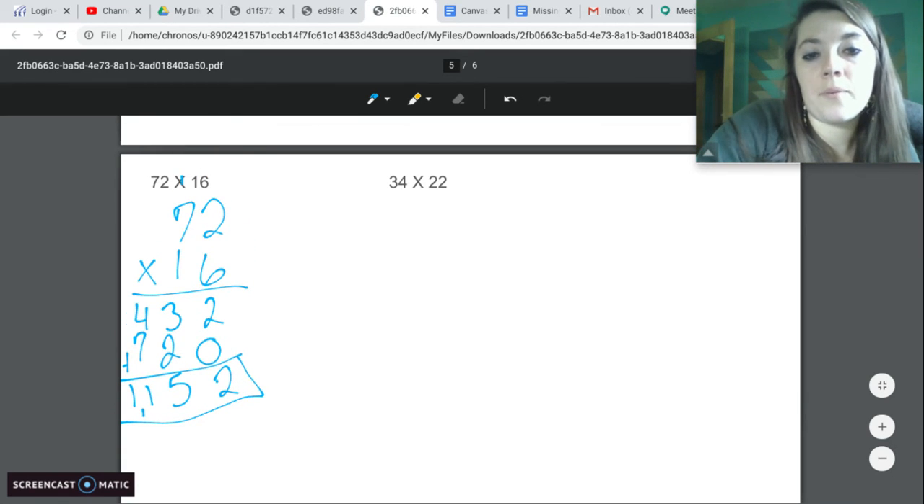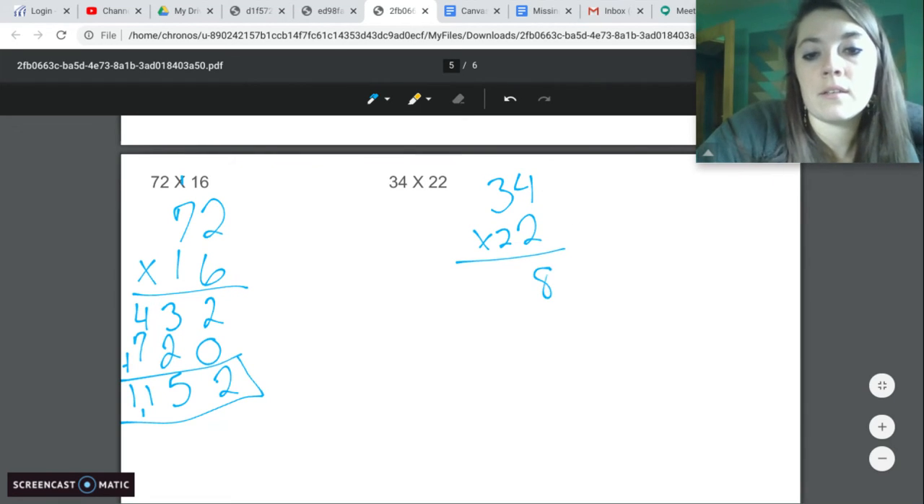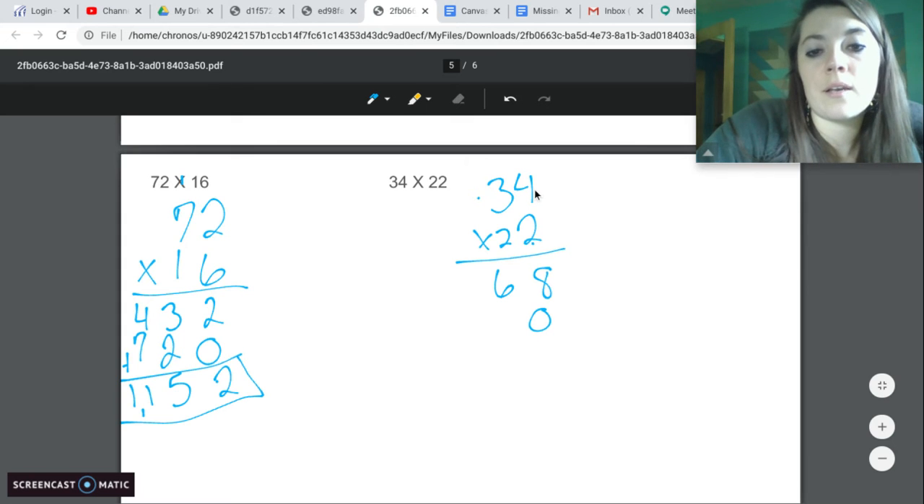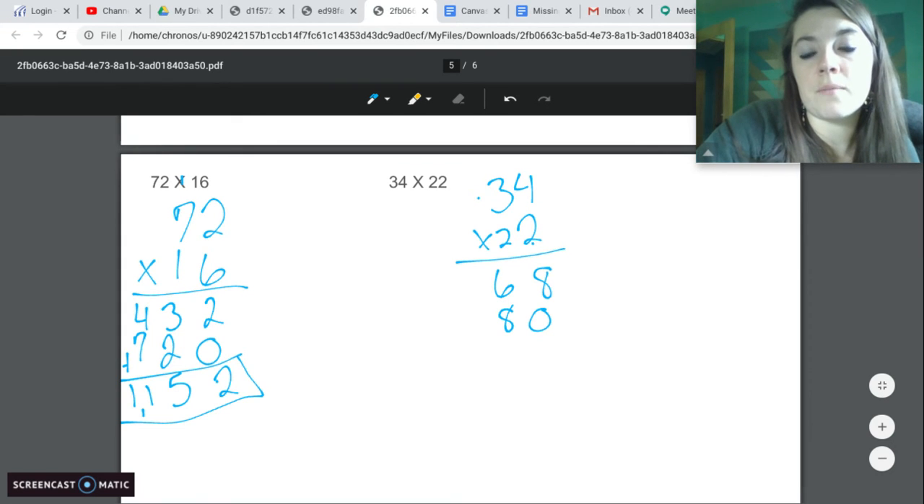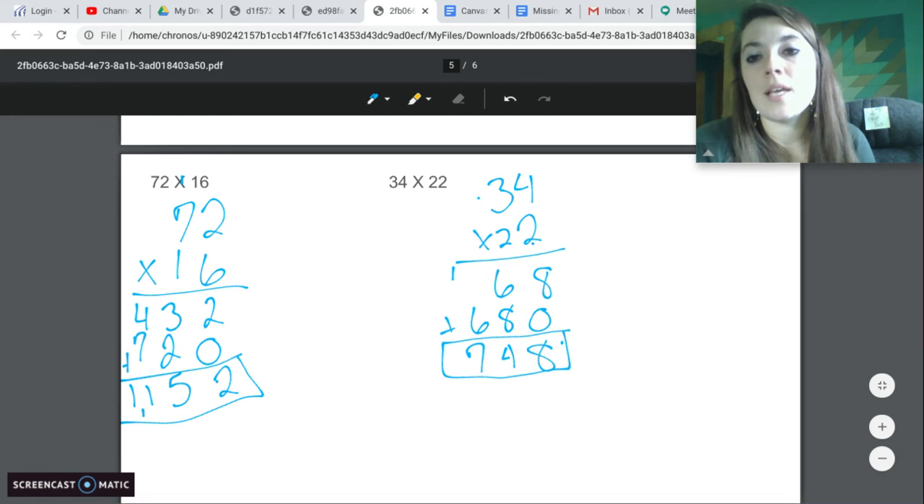All right, our next one, we have 34 times 22. So 2 times 4 is 8. And 2 times 3 is 6. Put a 0, because now we move to the tens. So 2 times 4 is 8. 2 times 3 is 6. Remember, now we add, so 8 plus 0 is 8. 6 plus 8 is 14. Carry the 1. 6 plus 1 is 7. So we end up with 748. So this is how we take and multiply 2-digit by 2-digit.